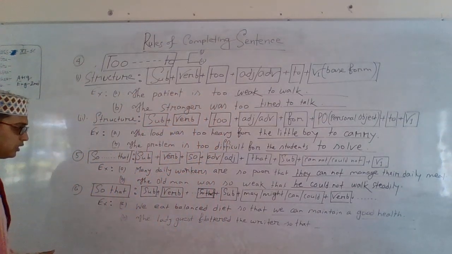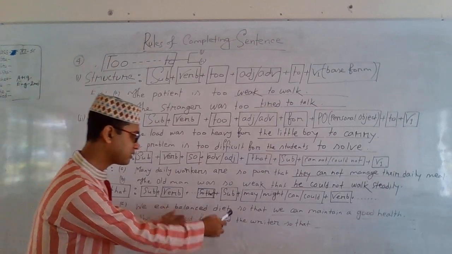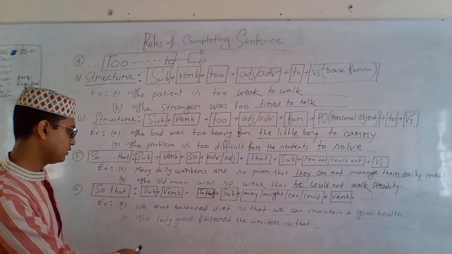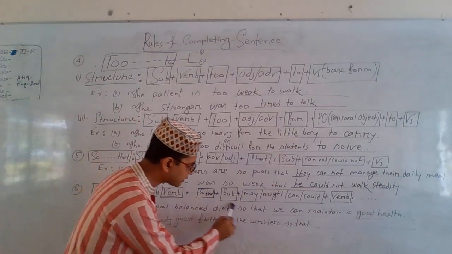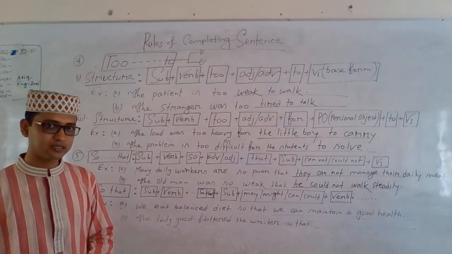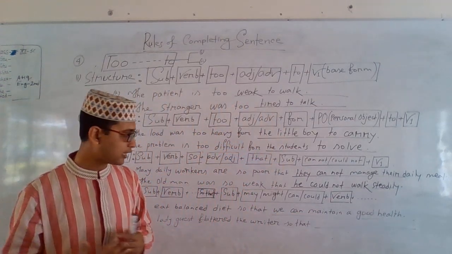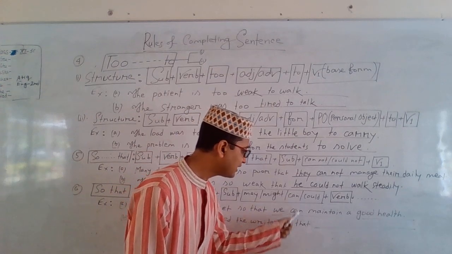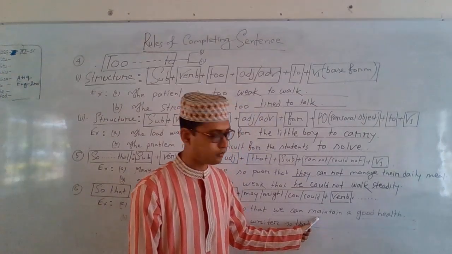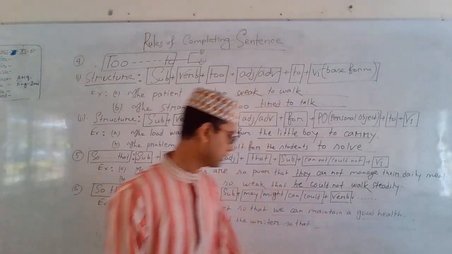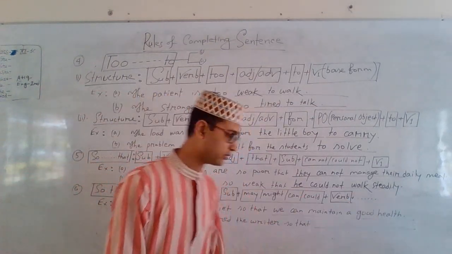Now concentrate on the example. We eat balanced diet. Okay, subject, verb, and balanced diet as an object, and then so that. We eat balanced diet so that we can maintain a good health. Subject we, can is used, after can, B1, the base form of the verb has been used, a good health. The complete sentence: we eat balanced diet so that we can maintain a good health.